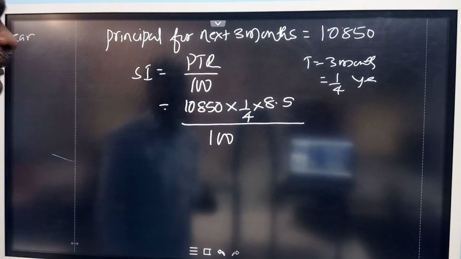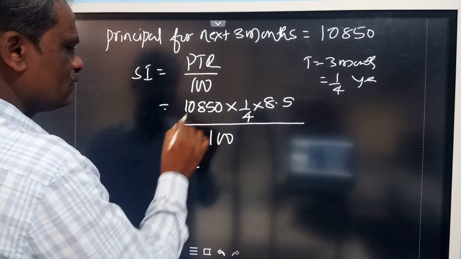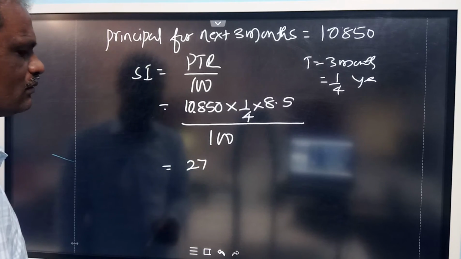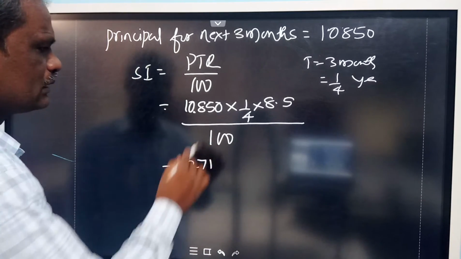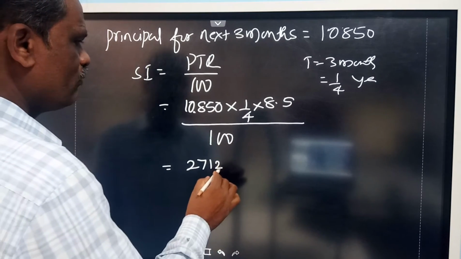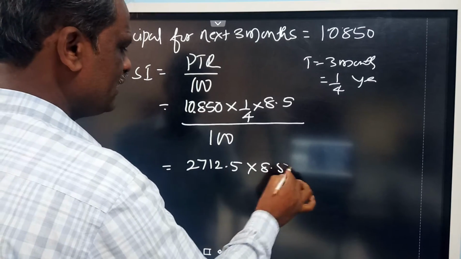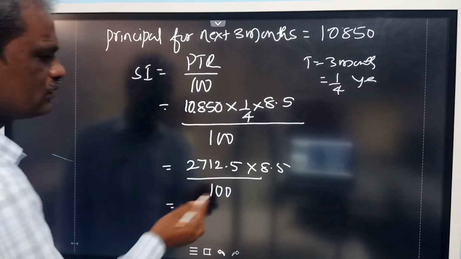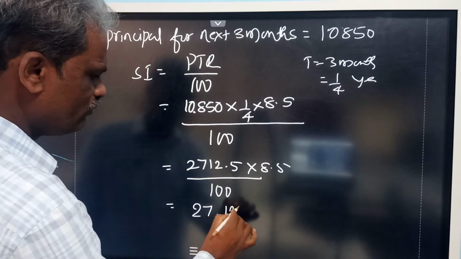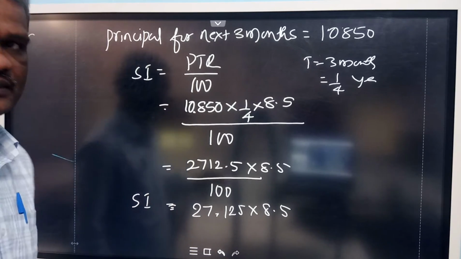Okay. Now you can simplify this one. So 4 1s are 4, 4 2s are 8, 28. 4 7s are 28. Then 4 1s are 4. Then 10. 4 2s are 8. 4 2s are 0.5. So into 8.5 divided by 100. So again you divide this by 100, which means 2 decimal points shift towards the left. 27.125 into 8.5. Multiply this and tell me, you will get the simple interest.